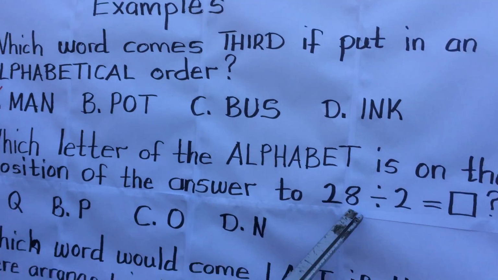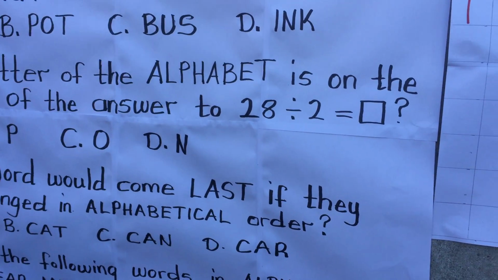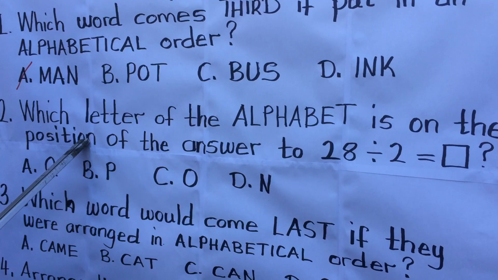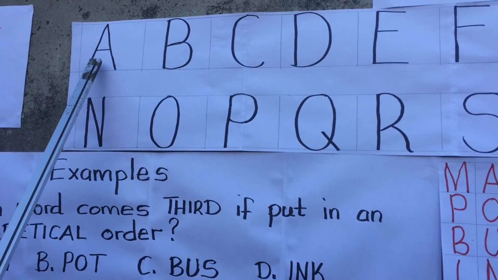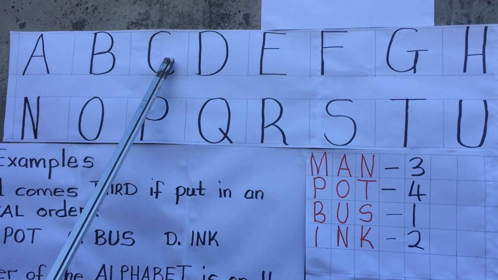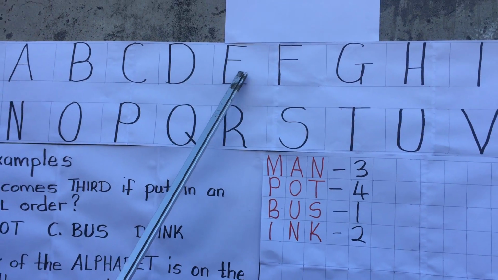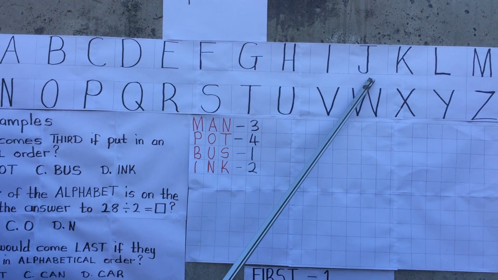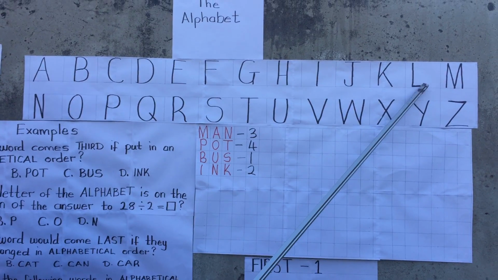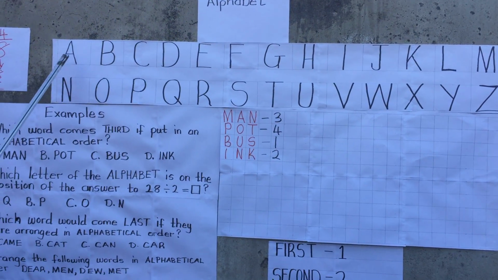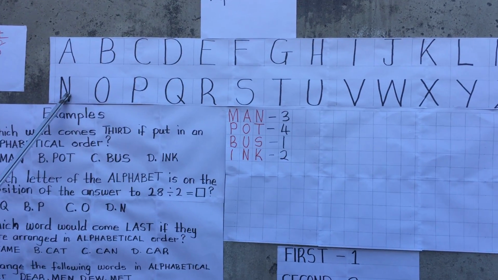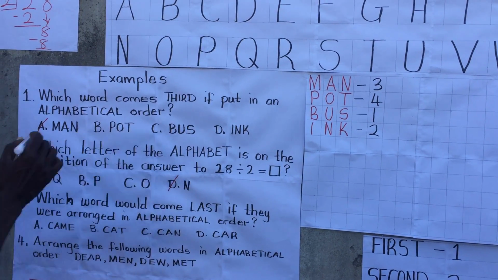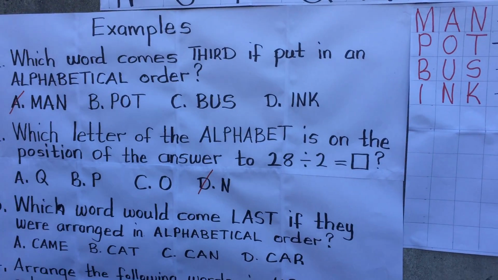So when you get 14, quickly you go to the alphabet and check 14. So we count 14 times. The 14th, that is the position they are asking us. So let's try to count. 1, 2, 3, 4, 5, 6, 7, 8, 9, 10, 11, 12, 13, 14. That is N, 14. And our answer is D. There you are. Lovely. We got the next one.